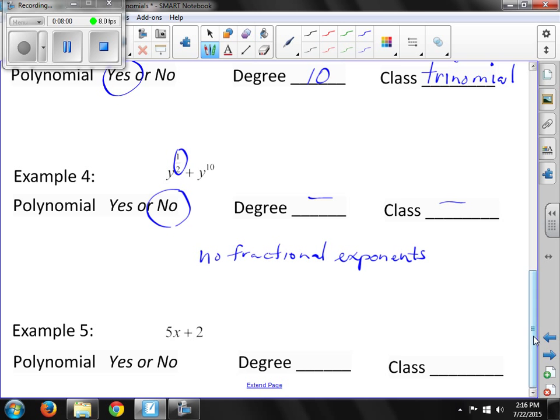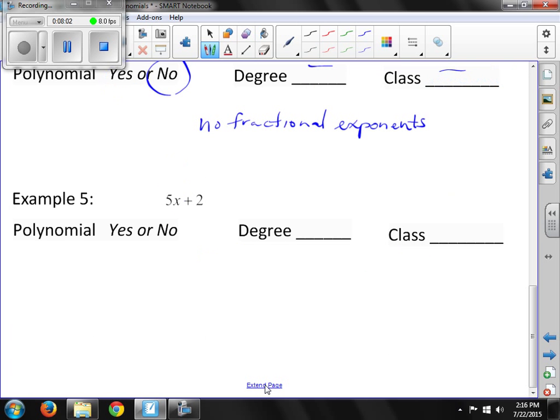Example 5. 5x plus 2. Is it a polynomial? See, the exponent on this one is a 1. All of the exponents are whole numbers. There's no negative exponents, and there's no variables in the denominator. So yes, this is a polynomial. The highest exponent is this 1 that's understood. It's degree 1, and it's classed as a binomial because it has 2 terms.